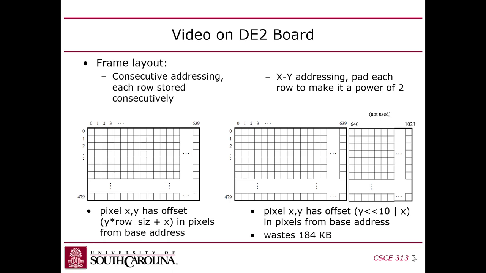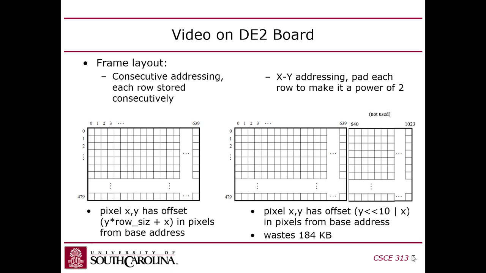Computer memory is inherently 1D. You give an address and there's the contents of that address. But the frame buffer is 2D, so you have to take the two-dimensional structure and flatten it out into a one-dimensional array, and the consecutive addressing is what defines that, right?